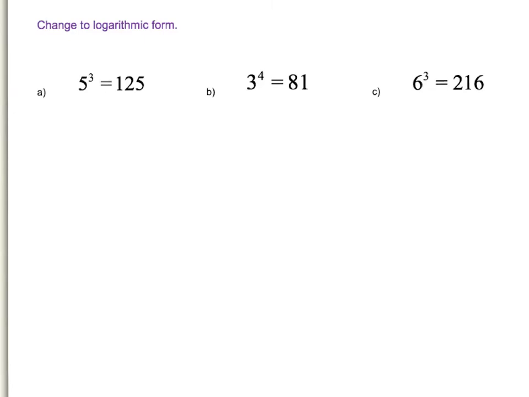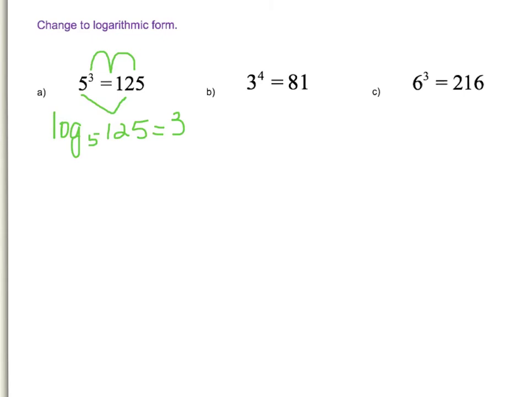Okay, now we're going to change an exponential function into a logarithmic function. Again, we can use the same little trick that we did last time. Let's look at A first. I'll go ahead and write log down because this will be a log. So log base 5 of 125 is equal to 3. Now let's write that: log base 5 of 125 is equal to 3. Now let's look at example B.